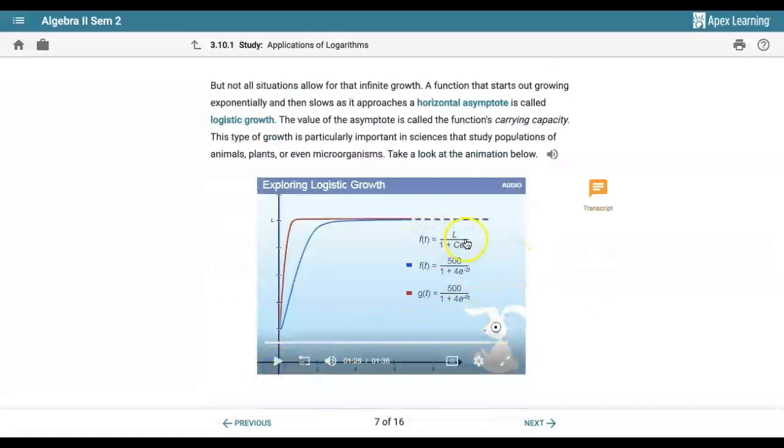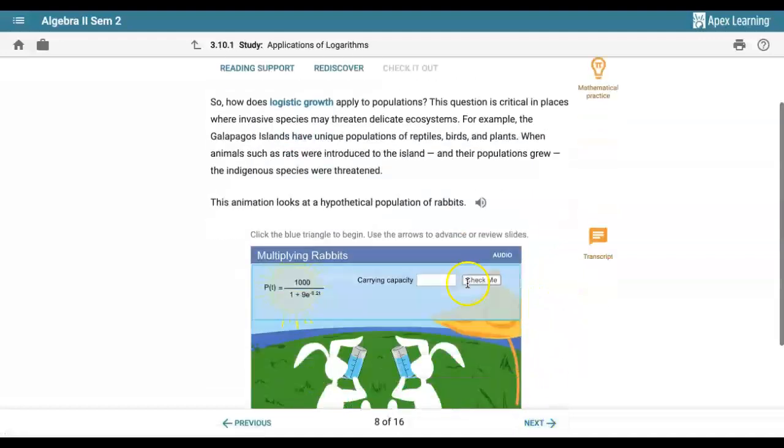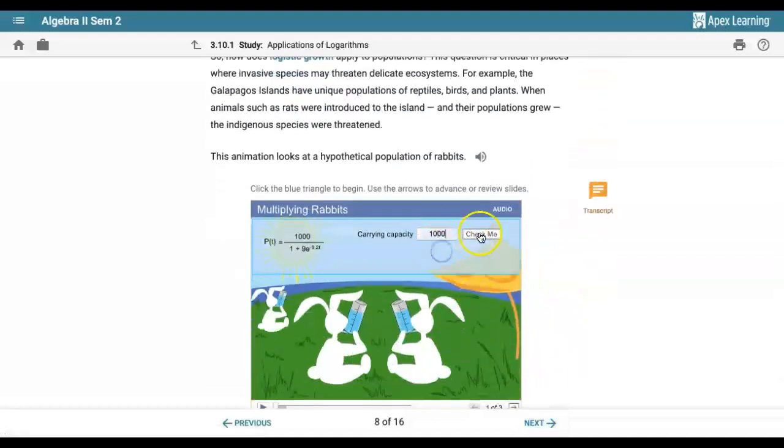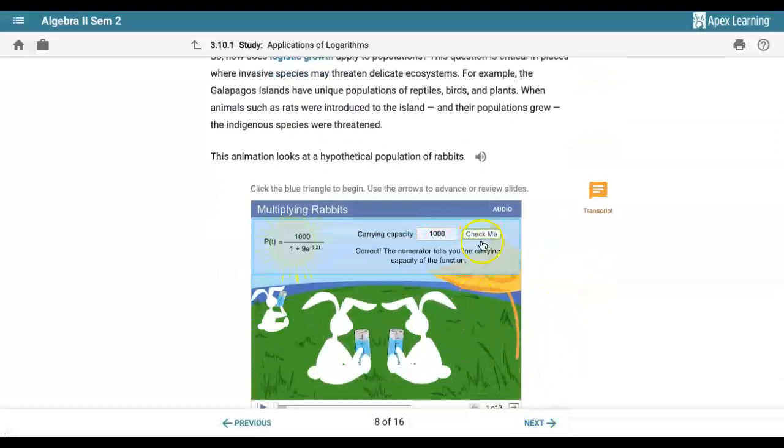All right, so if we go back to this equation here, and on your study sheet you'll have this. We have L over 1 plus C e to the negative BT. And again, L was our carrying capacity. So right there, our carrying capacity was 1,000.